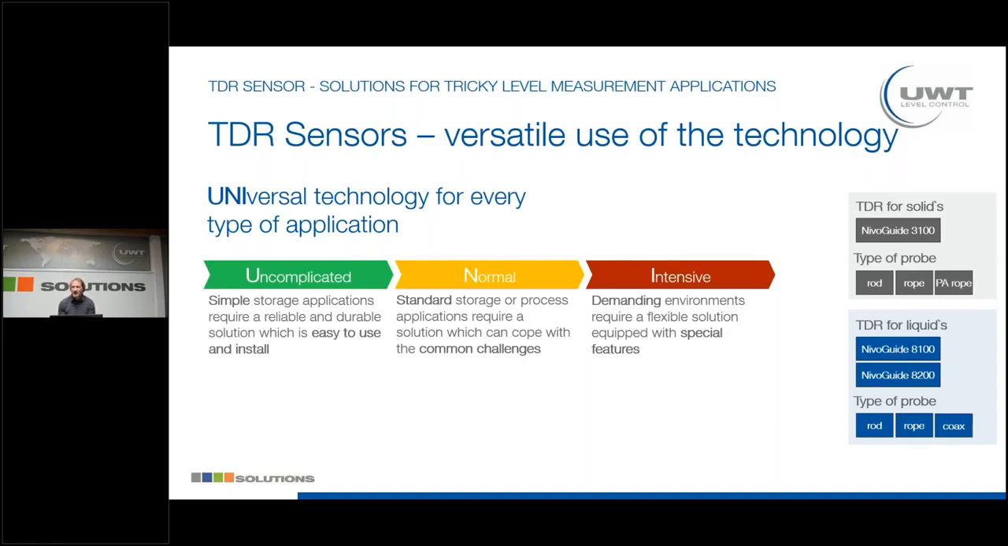And we have TDR sensors especially made for solid applications. What we offer is the NivoGuide 3100 with rod, rope or PA coated rope, but we will come to this later on a little bit more into detail. What portfolio we offer, basically one for solid and one for liquid applications: NivoGuide 8100 and 8200 with three different types of probes, rod, rope or coaxial.